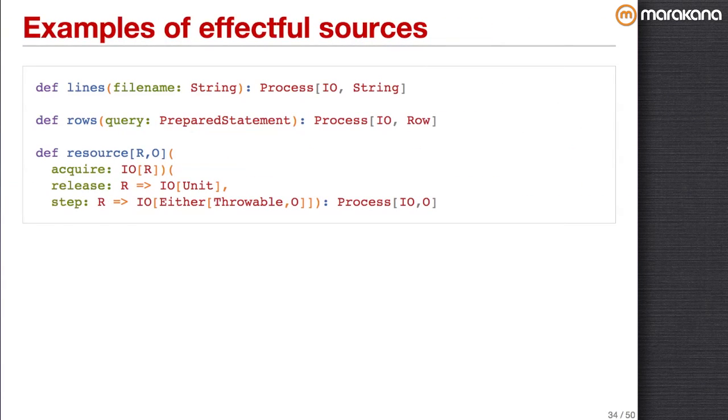Okay, so let's look at some examples of using this. So we could create a process which is backed by the lines of a file. It's a Process[IO, String]. And then we can transform that as if it were any other input stream. We can compose it with other things, filter it, map it. We can then pull in another file as we go.